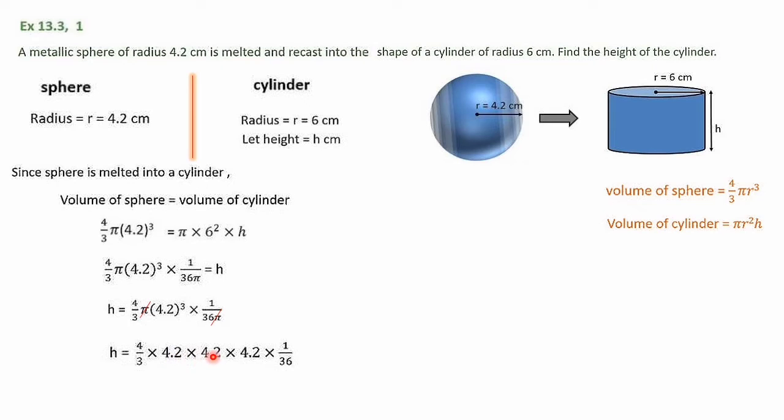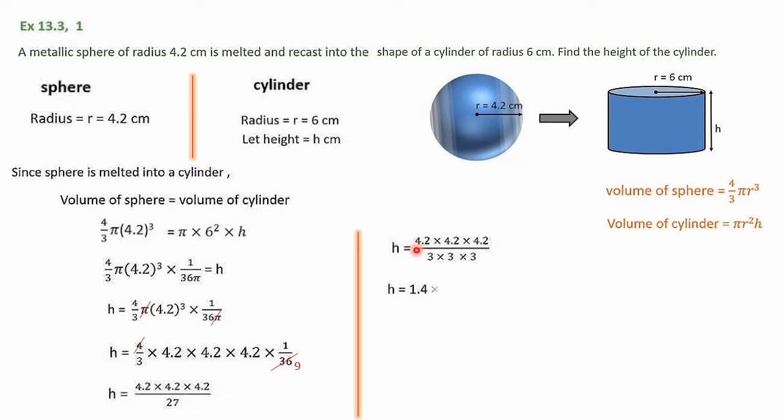4.2 into 4.2 into 4.2 into 1 by 36. Then here 4 and 36 we can cancel 9 times. Then h is equal to 4.2 into 4.2 into 4.2 by 27. That is, h is equal to 4.2 into 4.2 into 4.2 in the numerator, divided by 27. We can just factorize and write as 3 into 3 into 3. So 3 into 3 is 9, 9 into 3 is 27.